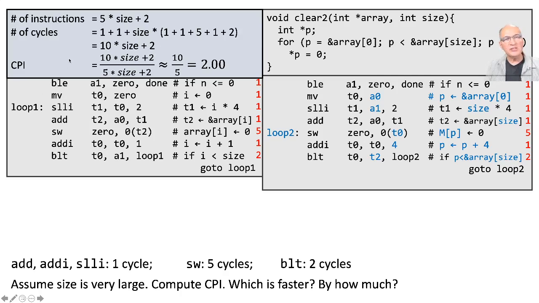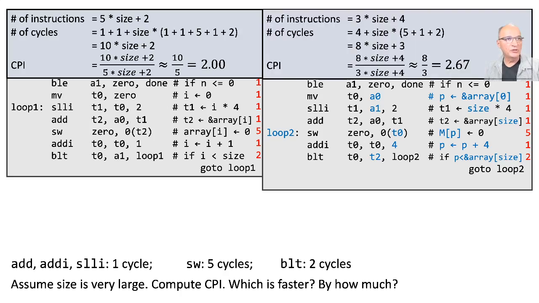So if I want to compute the CPI now, the CPI will be the total number of cycles that I need to execute this code divided by the total number of instructions. So I have 10 times size plus 2 divided by 5 times size plus 2. This gives me approximately 10 over 5 when the value of size is very large, which gives me a CPI of 2. So this code needs on average 2 clock cycles per instruction to execute.